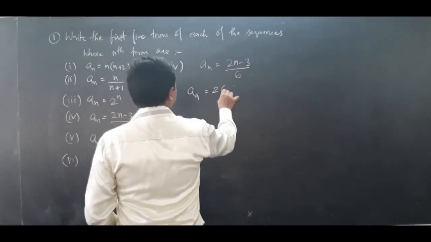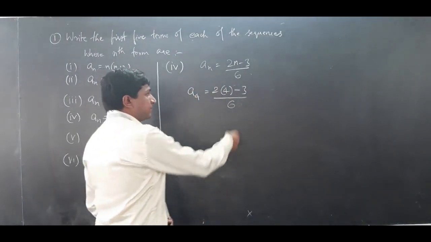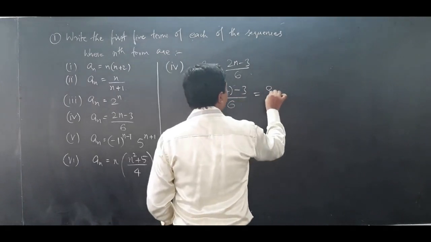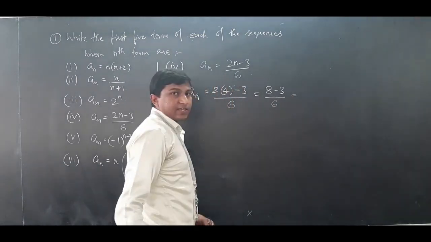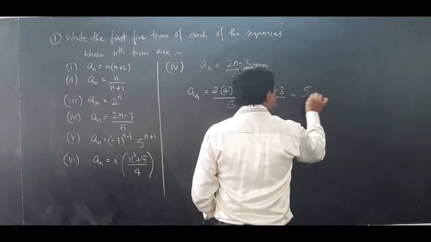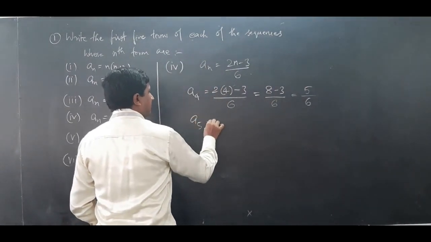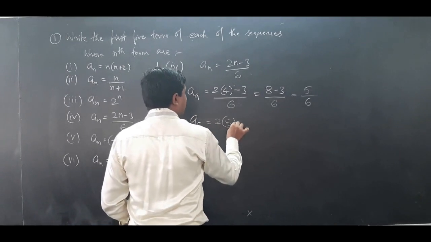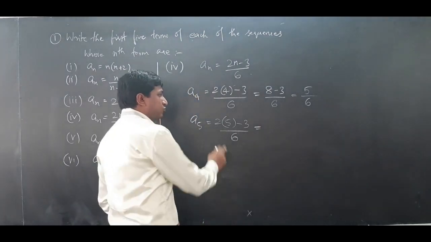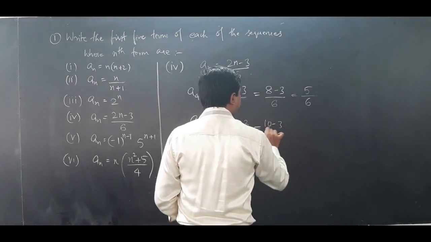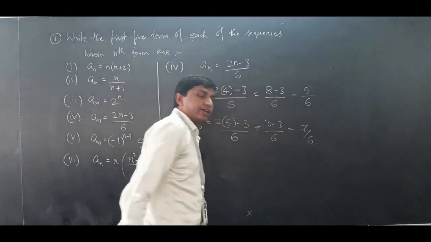A4 is nothing but 2 into 4 minus 3 by 6. Now on simplification we get 2 4s are 8 minus 3 whole divided by 6, which is nothing but 8 minus 3 is 5 by 6. Then the fifth term, the last term that we need to calculate, 2 into 5 whole divided by 6, 2 5s are 10, 10 minus 3 by 6, 10 minus 3 is 7 by 6.